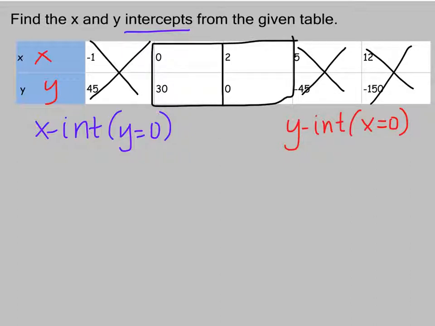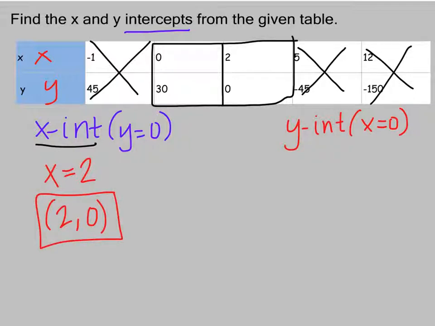Next, if I'm looking for my x-intercept, that tells me y needs to be 0. So I'll go across my y column until I see a 0, which I see right here. Then I need to ask myself, when y is 0, what is x equal to? So I'll go up in the table and locate that 2. So x is equal to 2 when y is 0, which gives me an ordered pair 2, 0.